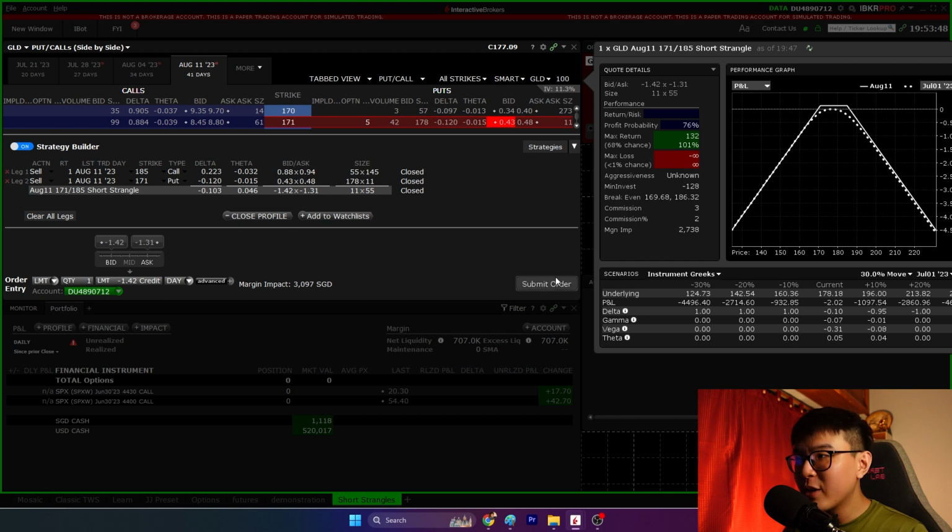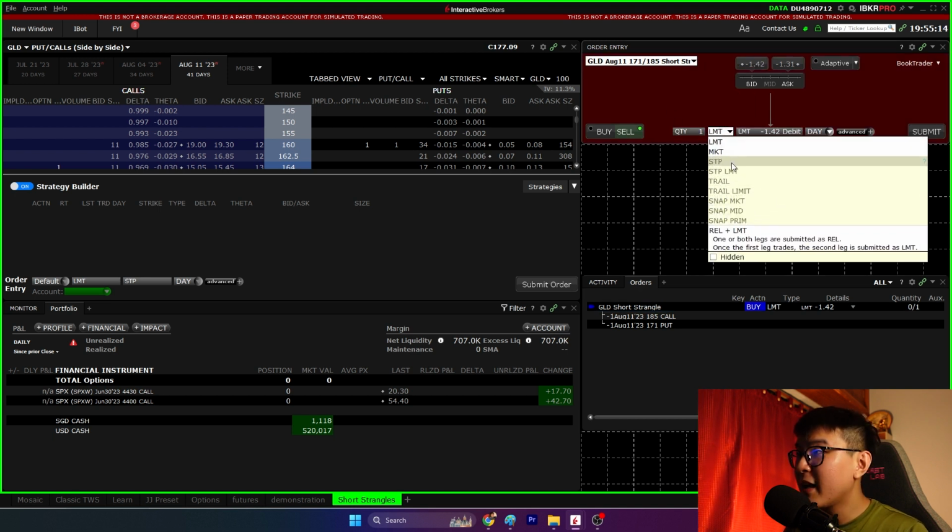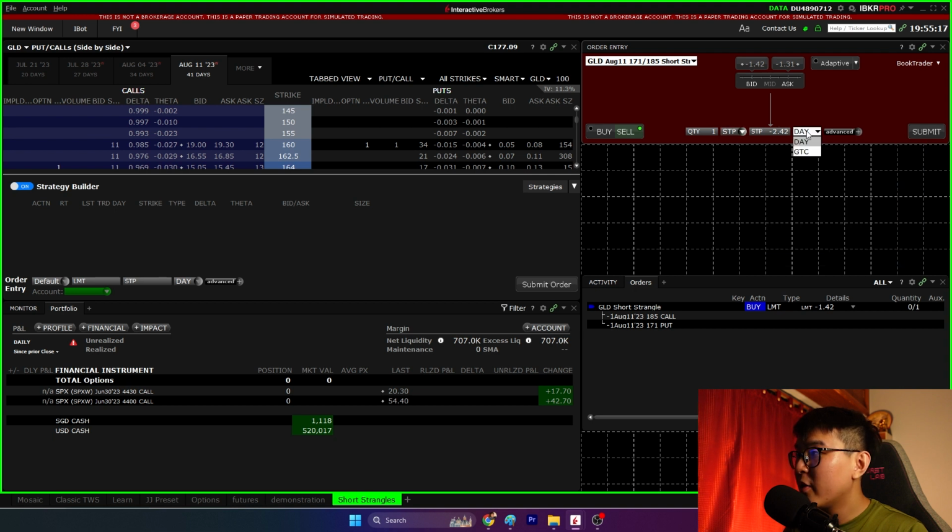Going back to Interactive Brokers, once you click submit order, click on transmit. Once you get a fill, you will have collected $132 in cash. When it comes to setting a stop loss, I'll click on the short strangle itself, click on sell, click on the number of contracts you have, click on limit, click on down button, and click on STOP. I'll click on day, I'll click on GTC, which is good till cancel.